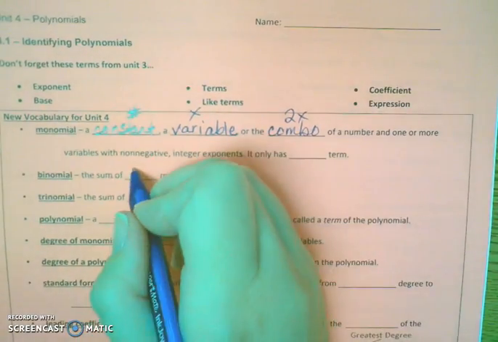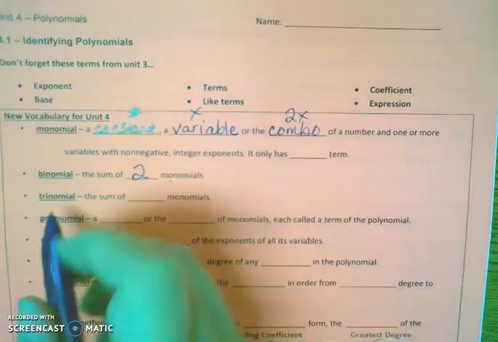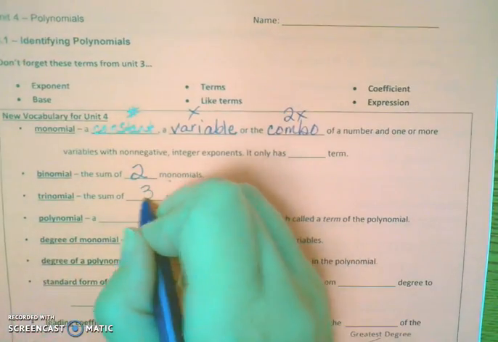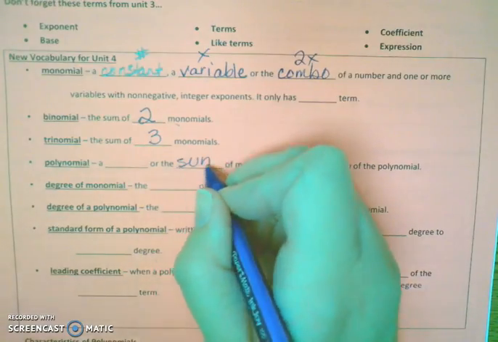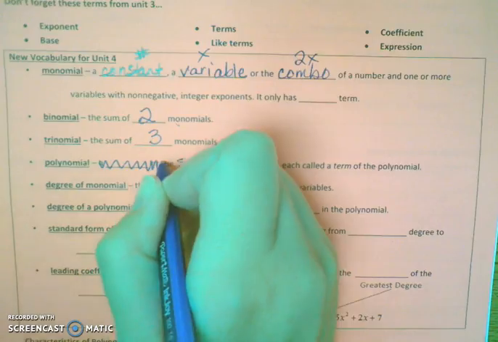A binomial is the sum of two monomials. Trinomial, I bet you guessed, is the sum of three monomials. And a polynomial is the sum of monomials.